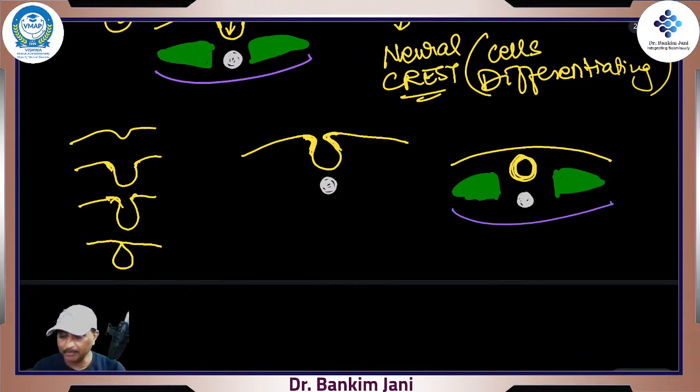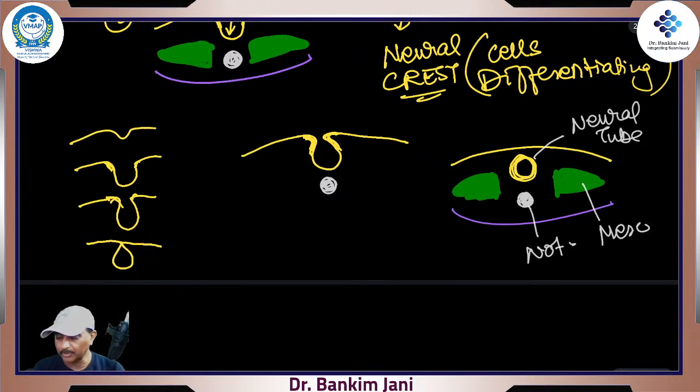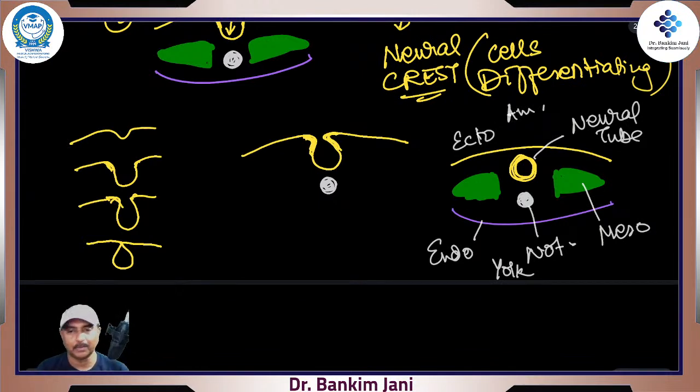So we have formed the neural tube. This one is notochord, this one mesoderm, this is endoderm, this one ectoderm. Above we have the amniotic cavity, below we have the yolk sac. Done.